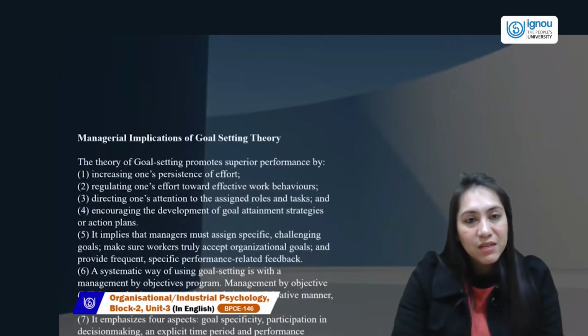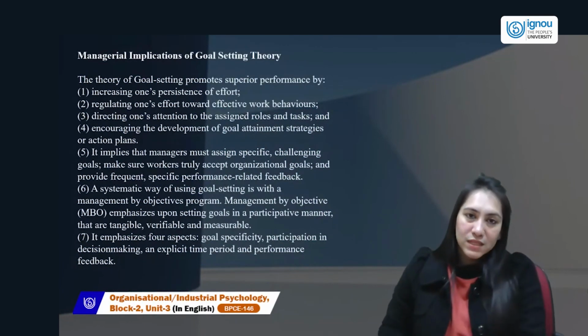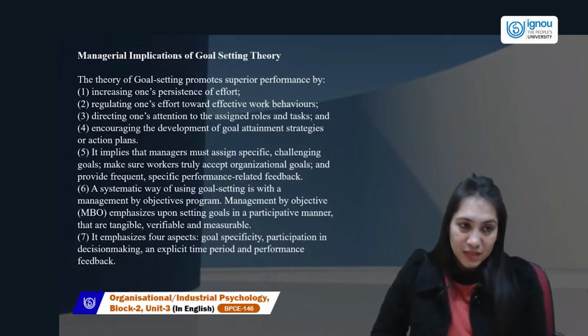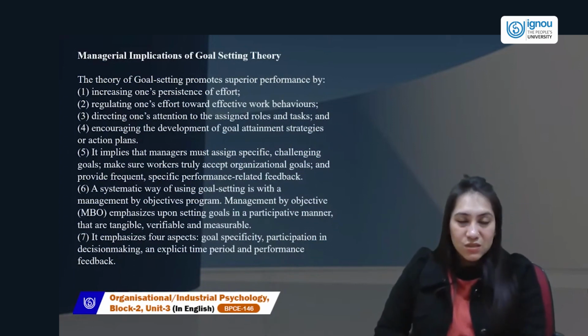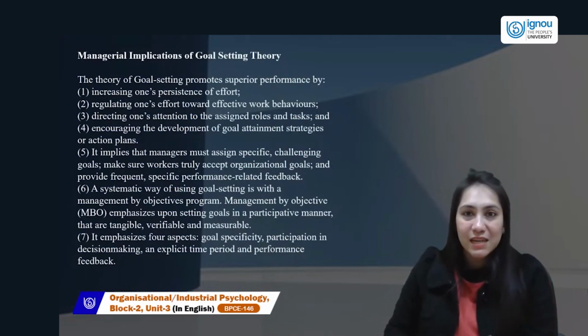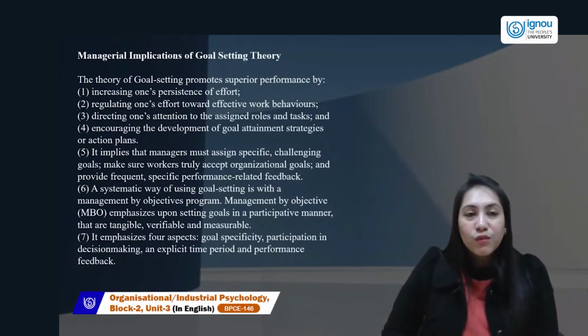Now, let's move ahead with the managerial implications of goal setting theory. Again, how do you apply these things when you are working as an organizational psychologist, and how can you derive superior performance out of the employees? So first is increasing one's persistence of effort. How do we promote good performance through goal setting?